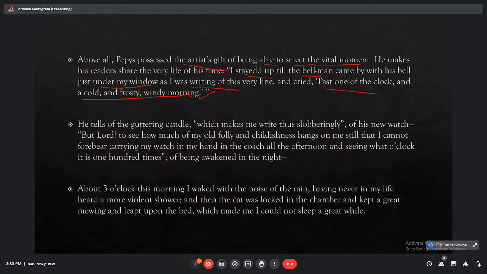So he had the gift of being able to select the vital moment. He makes his readers share the very life of his time. He tells of the guttering candle, which makes me write thus slobberingly, of his new watch.